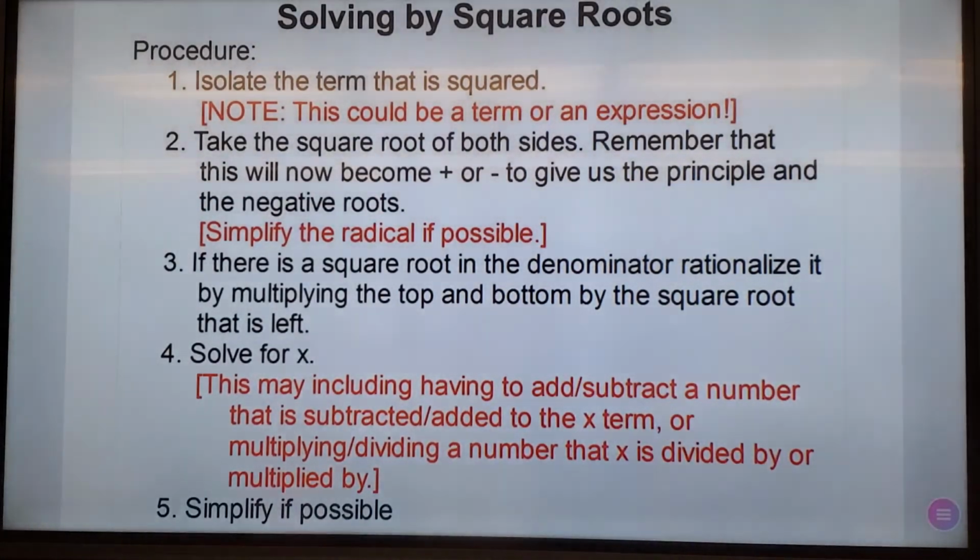Step 3, if there is a square root in the denominator, you're going to have to rationalize and multiply the top and the bottom by that square root in the denominator so that we can eliminate that denominator. And again, I have an example with that on here, so bear with me. Step 4, you're going to solve for x. You're going to solve an equation. This could include adding and subtracting a number that is added to the x term, or multiplying or dividing a number that's multiplied onto that x term, or whatever the variable may be. Step 5, you're going to simplify if possible.